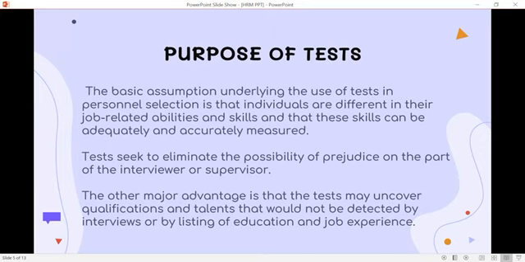Tests seek to eliminate the possibility of prejudice on part of the interviewer or supervisor. The other major advantage is that the test may uncover qualifications and talents that would not be detected by the interviews or by listing the education or job experience.